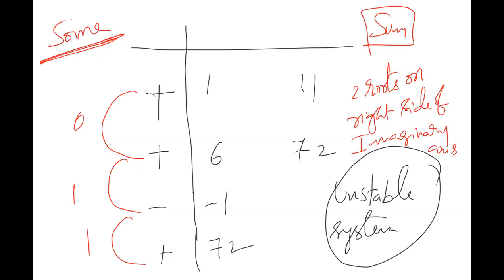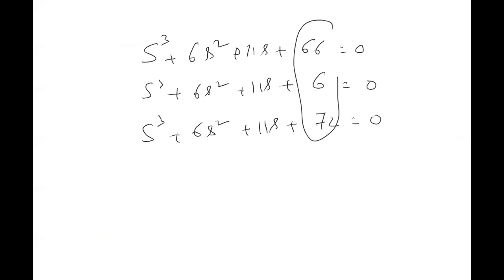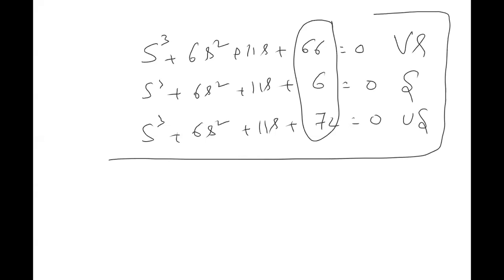No need to calculate the roots. I am just asking the questions. But observe the systems. S cube plus 6s square plus 11s plus 66. S cube plus 6s square plus 11s plus 6. S cube plus 6s square plus 11s plus 72 is equal to 0. See, this coefficient is changing. This becomes verge of stability, this becomes stable, this becomes unstable. This is how the characteristic equation changes. So that is what I want to demonstrate here.